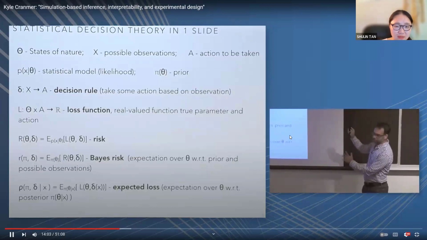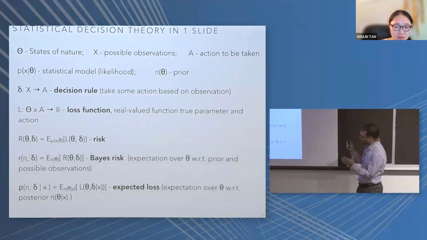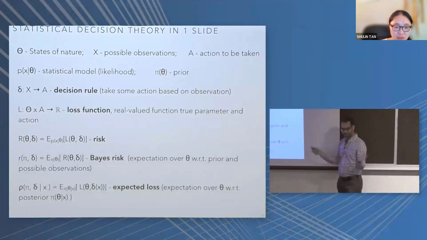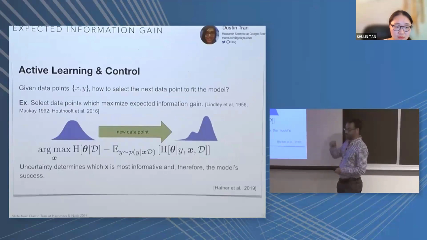Okay, so here's just some setup, and it's important to remember where the prior comes in. The main point here is that there's a very solid, clear statistical framework, and this is very similar to what's going on in our applications. Okay, so what is the thing that I want to optimize?